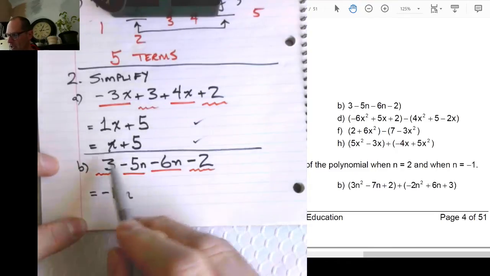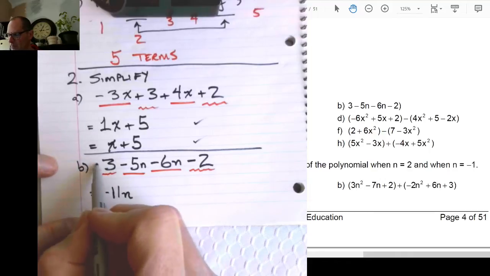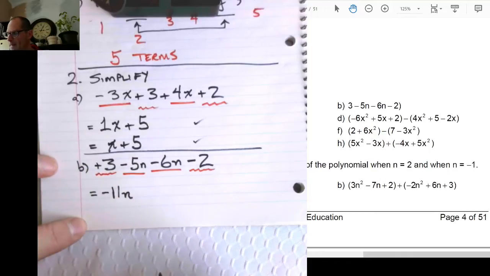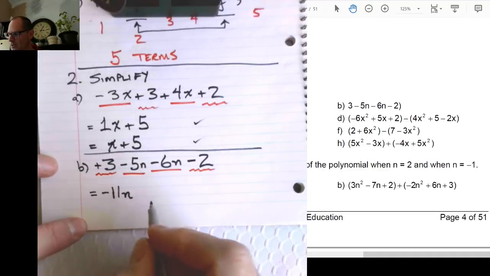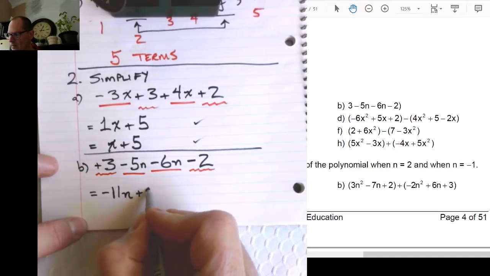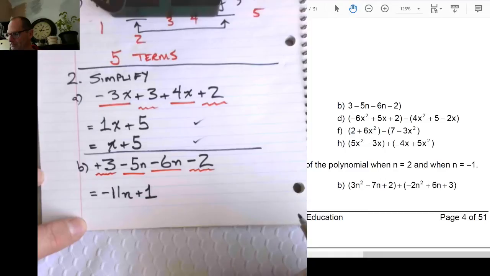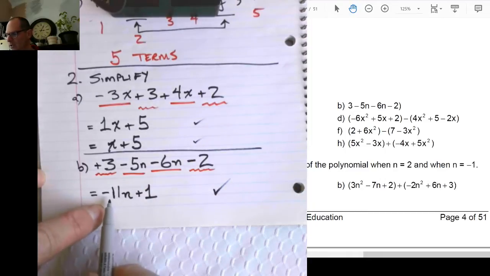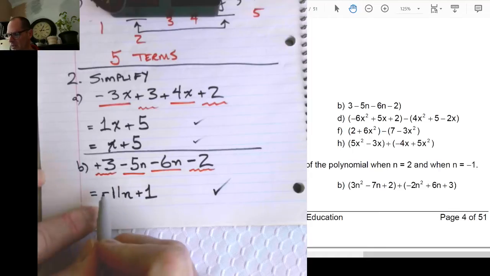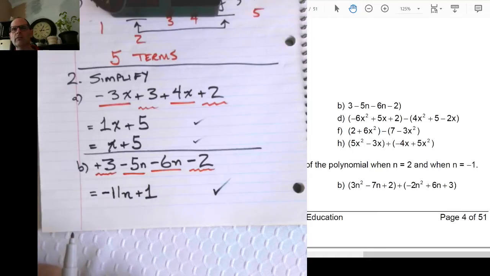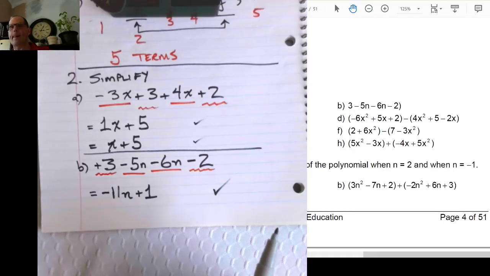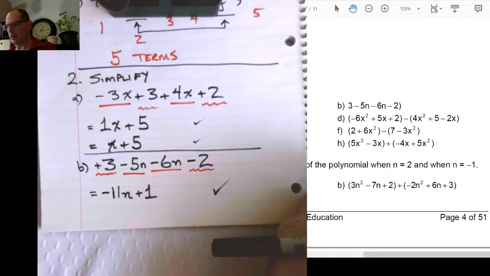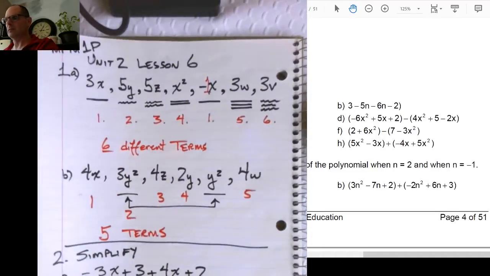And then I look at my constants. I have positive 3 here. You can write that in if you want. Positive 3 minus 2. 3 minus 2 is just 1. So I write plus 1. And this is done. Okay. This negative sign has to be here because it's negative 11. So I have to make sure that I indicate the negative sign out in front right there. And the question is done. Part B is done.